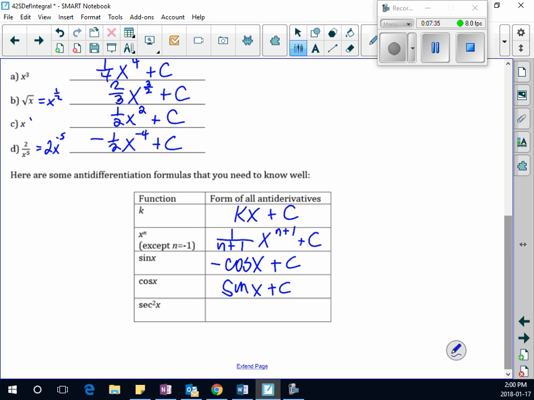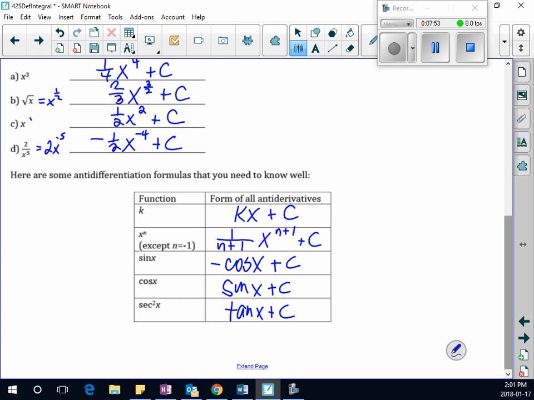Okay, what derivative gives you secant squared x? Wait, is the derivative kind of negative? No, that one doesn't have negatives. The CCC is negative, right? Oh, the SST thing still holds up for spin.